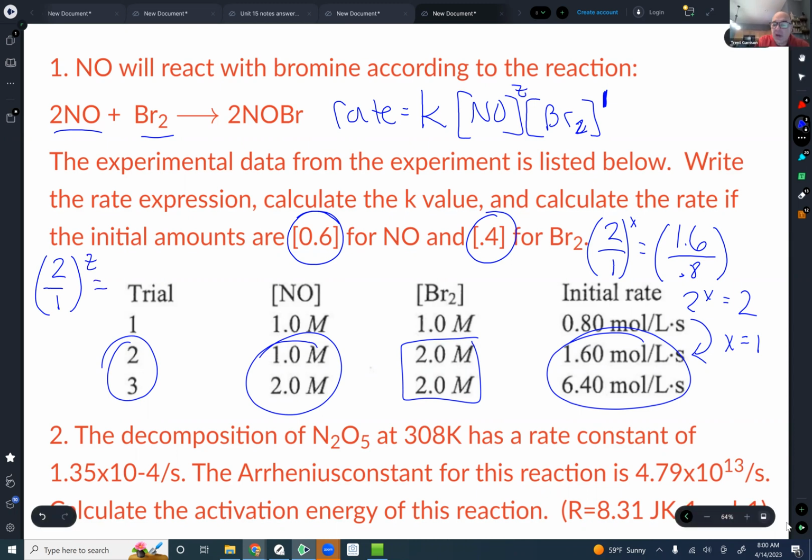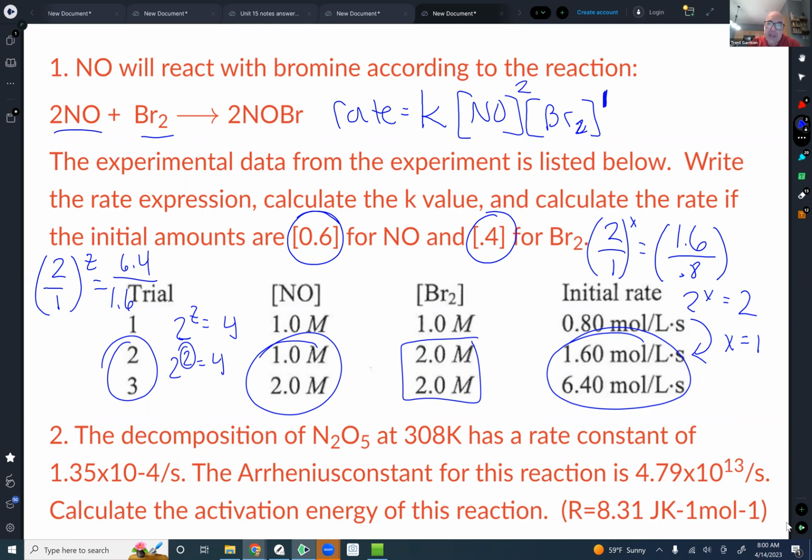Over on the right side, my initial rates are 6.4 and 1.6. So now I'm going to simplify. I've got 2 to the z is equal to 4. Well, what would the number for z be that would make it equal to 4? It'd be 2 times 2 is equal to 4. So that tells me what this z is in my rate expression. Boom. Good job. Okay, now we have our rate law expression.